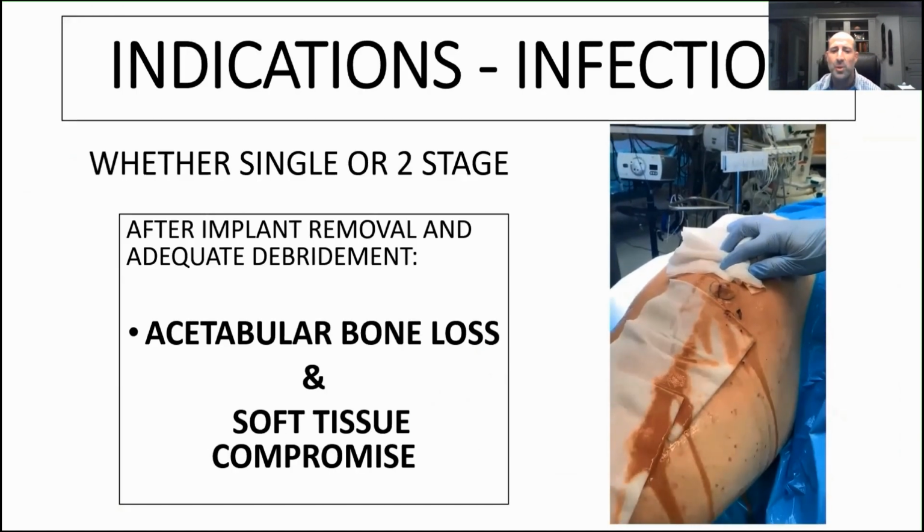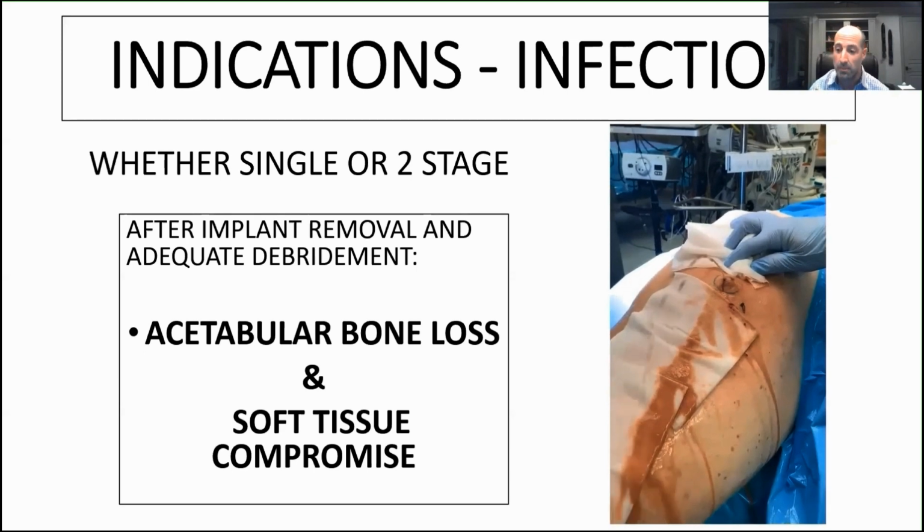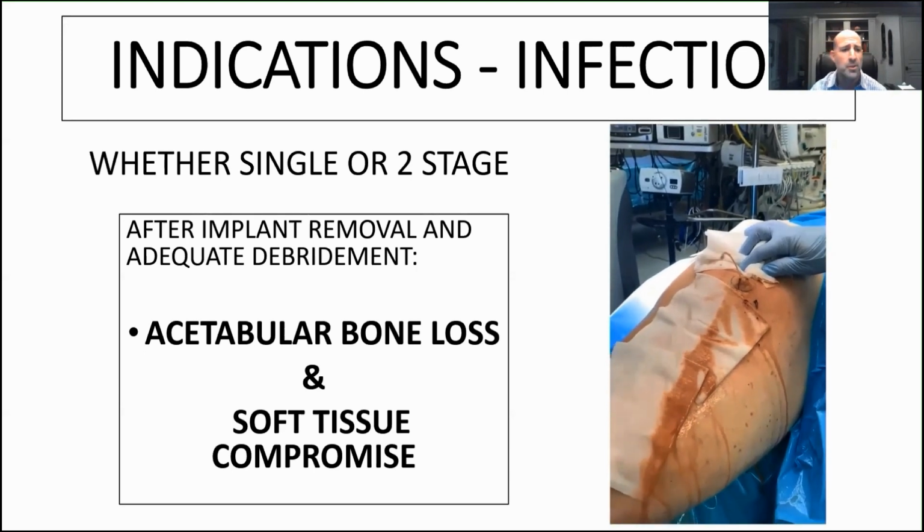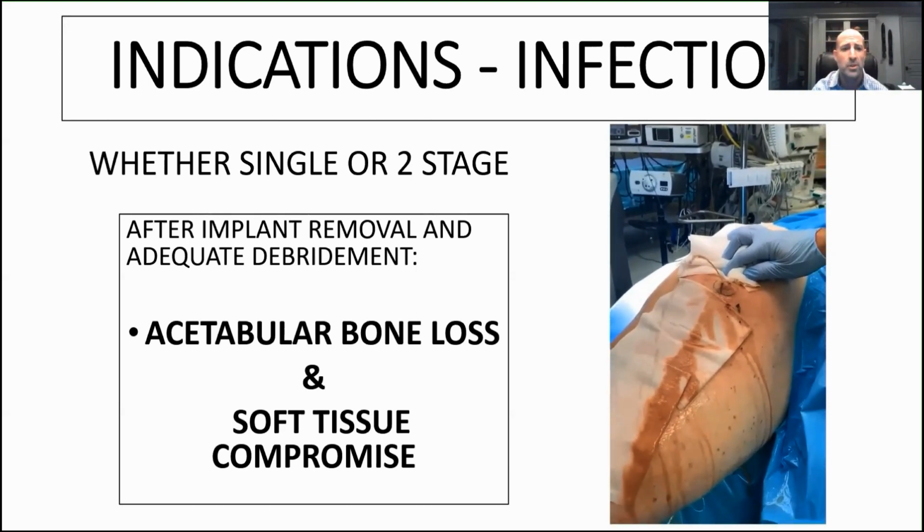Now, infection is becoming the leading cause of revision in my referral practice. And there's no doubt whether you're doing a single stage revision or two-stage revision, that by the time you've done an adequate debridement, there is going to be both bone loss and soft tissue compromise.